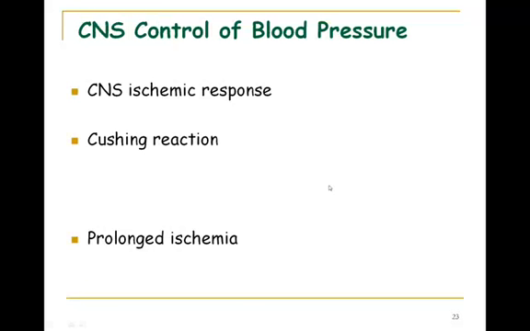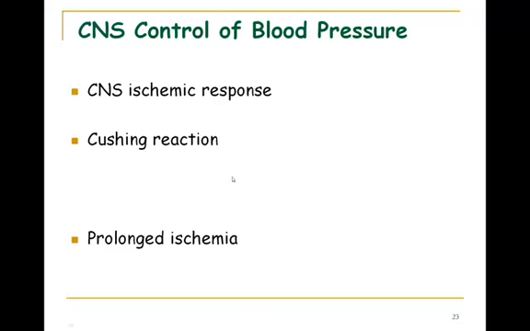The last topic that we're going to go over, and it's not going to take much time, is the role of the central nervous system in the control of blood pressure. There are two things that are very significant in their effects on your blood pressure: the CNS ischemic response and the Cushing reaction. Both of them have the same effects on your blood pressure, but the trigger is different.